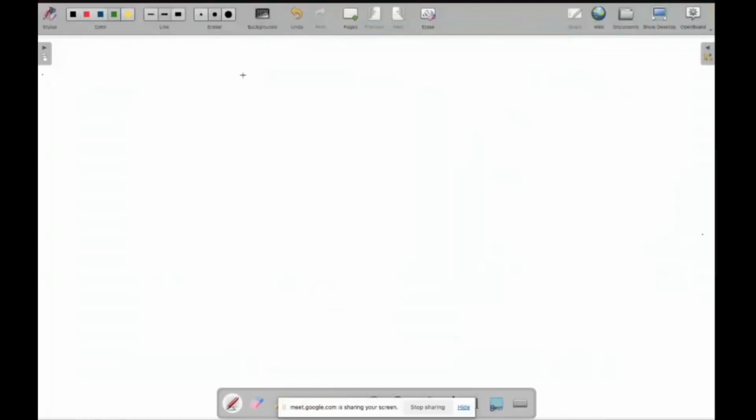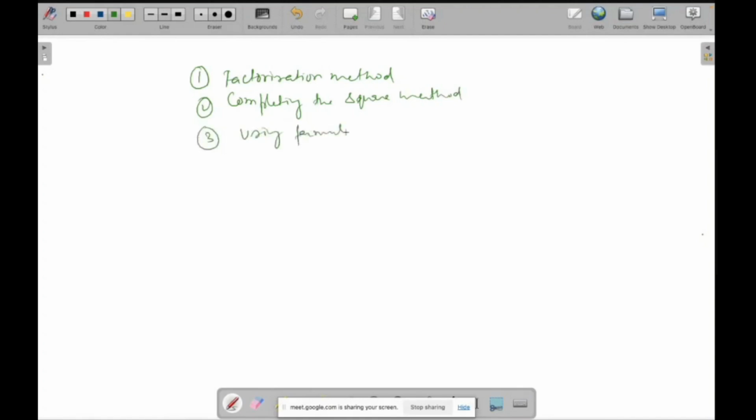We will be using now the formula. So we learned two methods. One was basically the factorization method. The second one was the completing the square method. Now the third one is what we will be learning, using the formula. Okay, so let's see that.